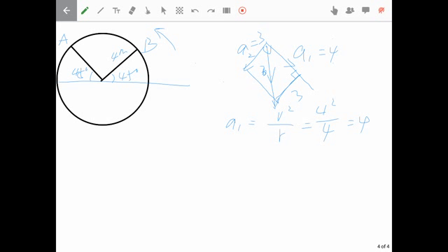Okay. Let's still find the angle here. So we're trying to find this angle here. So tan theta should equal 3 over 4.